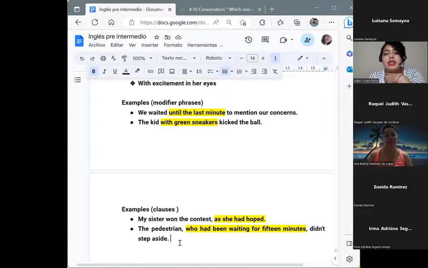Y también ahí tenemos nuestras dos cláusulas. Who had been waiting for 15 minutes. Quien había estado esperando por 15 minutos. Esa oración sola no nos da una idea, ¿verdad? De quién estamos hablando. No tenemos un sujeto para esa oración.